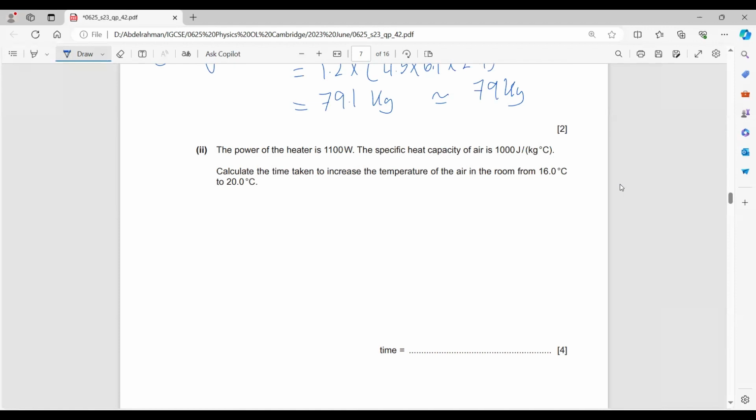What should I do? Get the delta temperature, the difference of the temperature, which is 20 minus 16. Okay, 4. What's the equation? What equations should we use? For 4 marks, definitely we will use 2 equations. Specific heat capacity. What's the only equation we know of?